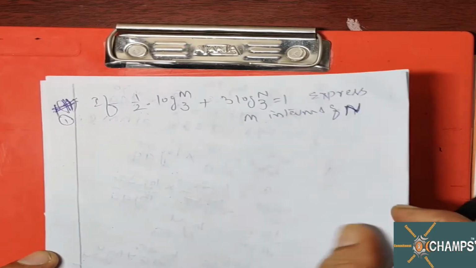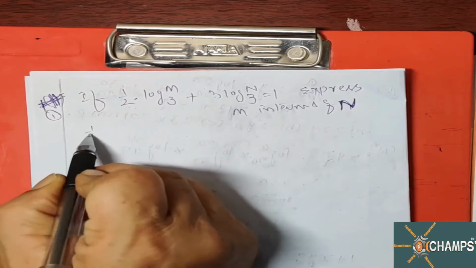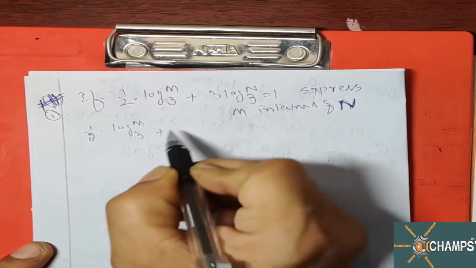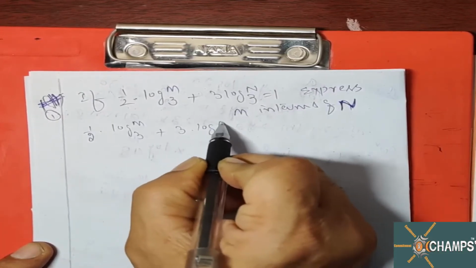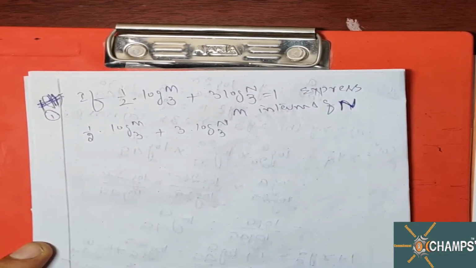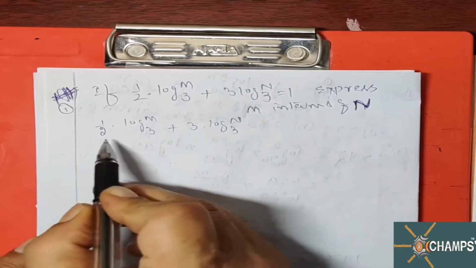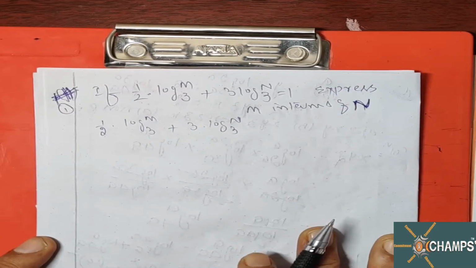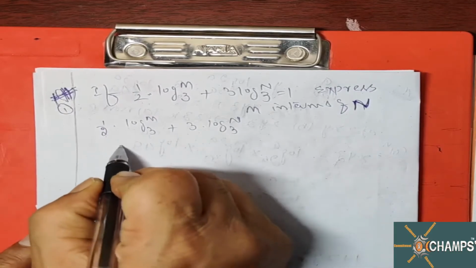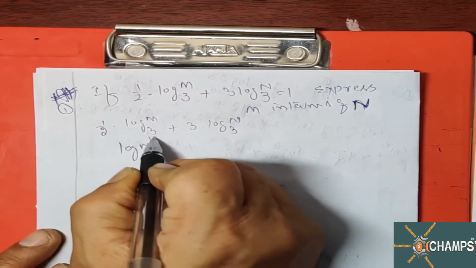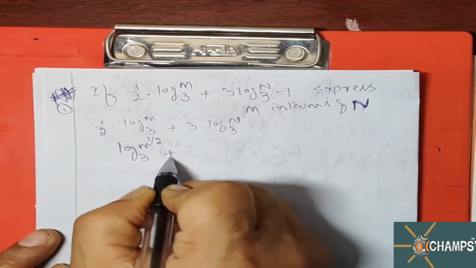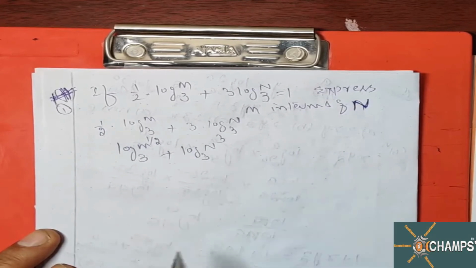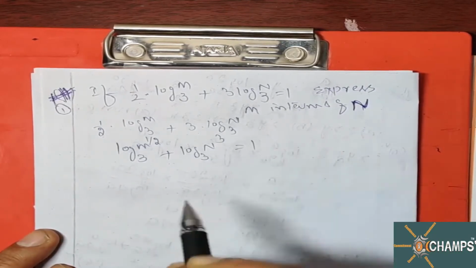The given question is of the type 1 by 2 into log m to the base 3, 3 into log n to the base 3. Here it is b log a. b log a can be written as log a power b. So log of m to the power half to the base 3, log n to the power 3 to the base 3 is equal to 1.